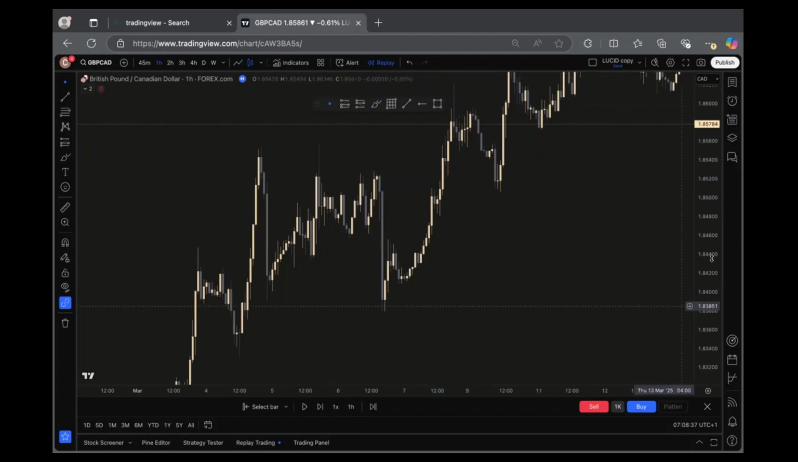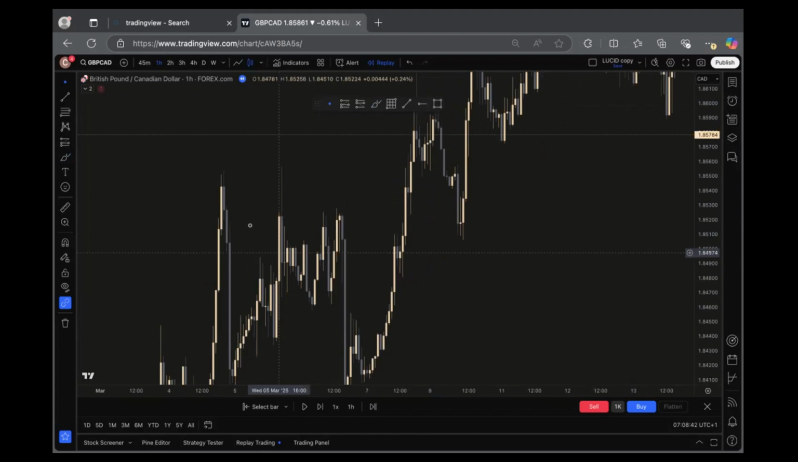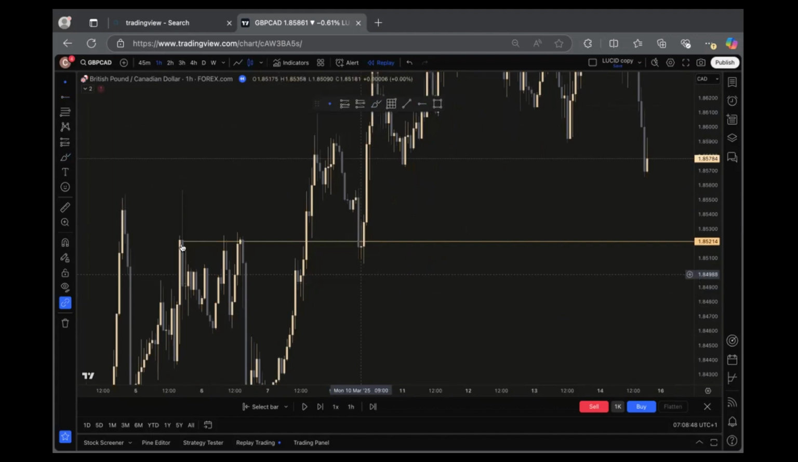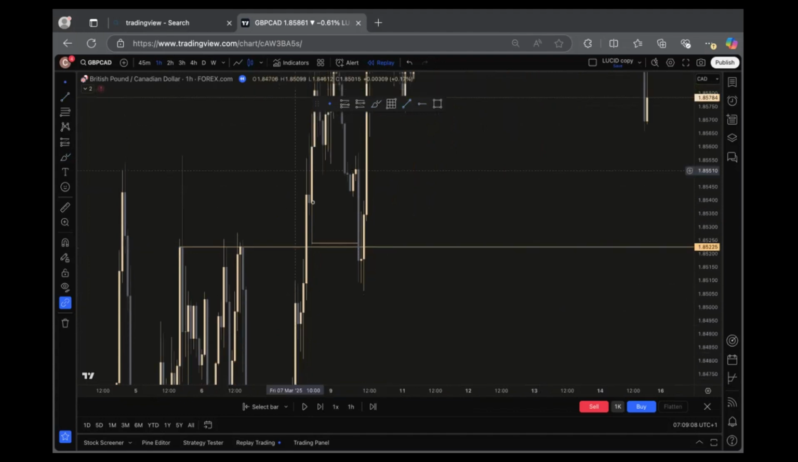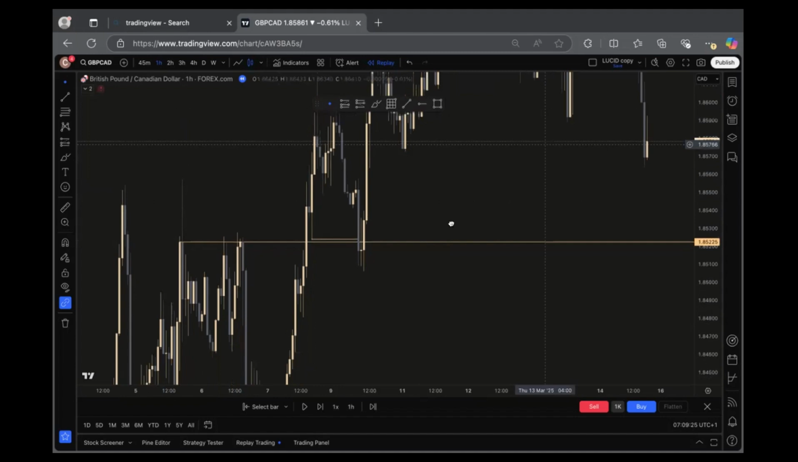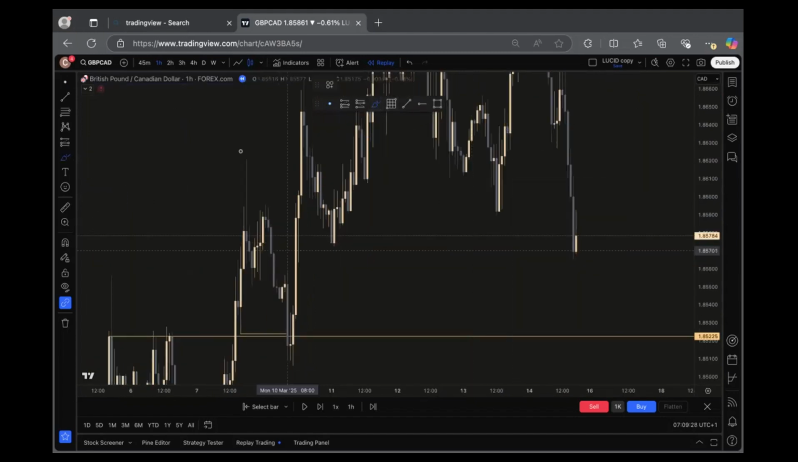Then you get to thoroughly understand that there was an inducement right here. There was this high, and then this one acted as an inducement. Upon taking these inducements, this is still external because it took out structure right here. It took out structure, then pulled back to give this external. So it's external liquidity to external liquidity.